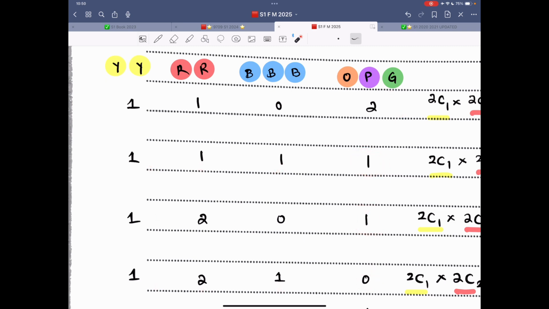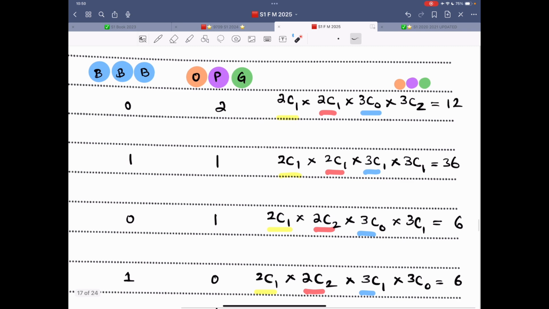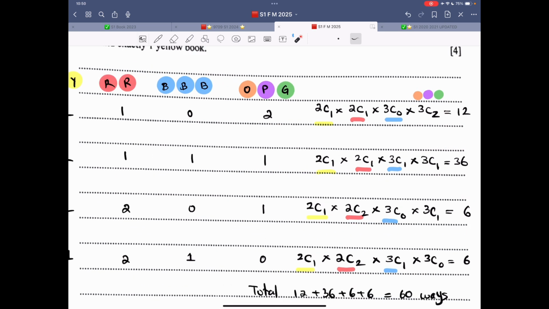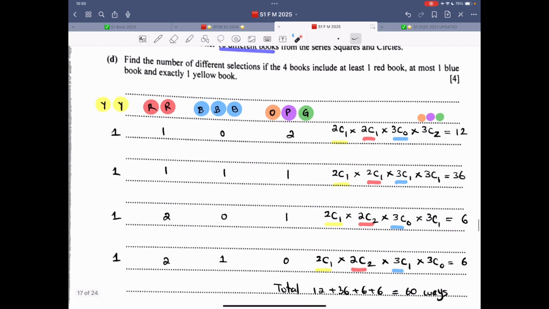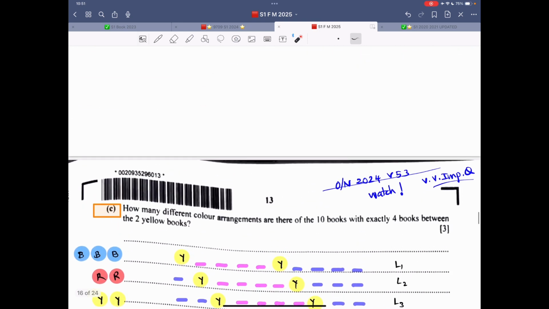So basically, when I show you the working, this is 2C1, 2C1, 3C0, 3C2. And this is 2C1, 2C1, 3C1, 2C1. And this is 2C1, 2C2, 3C0, 3C1. This is 2C1, this is 2C2, this is 3C1, this is 3C0. Just look at the working. Whatever you are thinking, write it down. First, second, third, fourth: 12, 36, 6, 6. It adds up to 60. That is the number of ways. So that completes this paper.